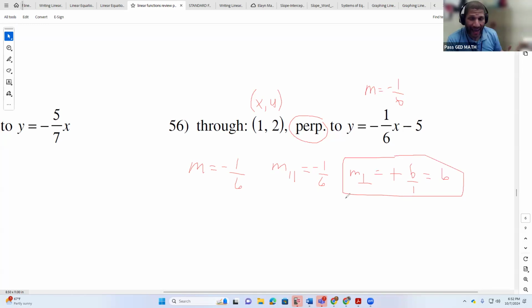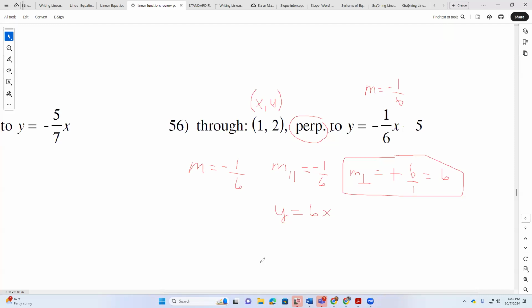So right away, just knowing the slope is 6, I know my equation is going to start with y equals 6x. I already know because I know slope-intercept form, y equals mx plus b. If I know my slope, it's going to start with y equals 6x. I understand that. Yes. But we need two things to find the equation of a line. We need the slope and we need the y-intercept.